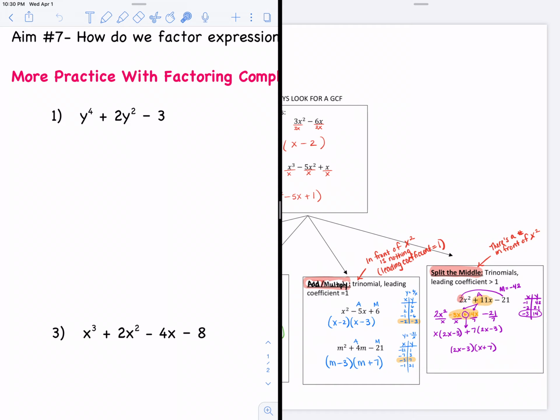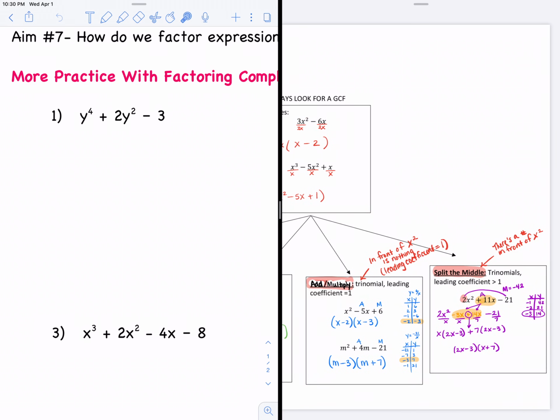If the x squared has nothing in front of it, that means its leading coefficient is 1, and you could just use add multiply. If there's a number in front of that x squared term, like in this example, 2x squared, I'm talking about the example on here, the notes on the split screen, then you know that you have to use split the middle.